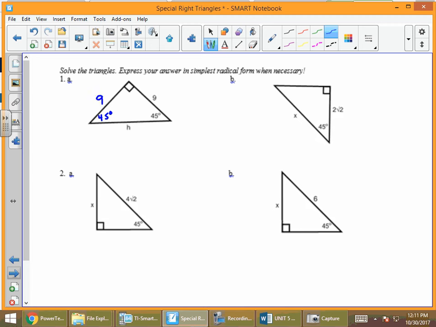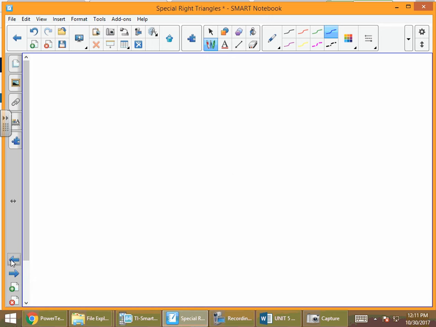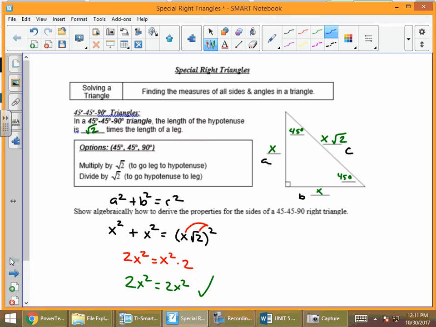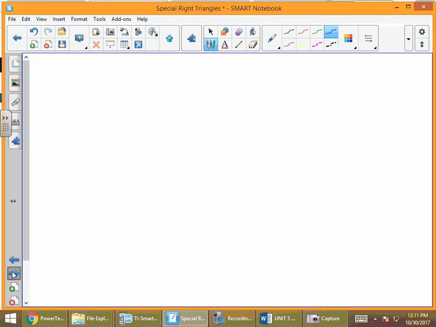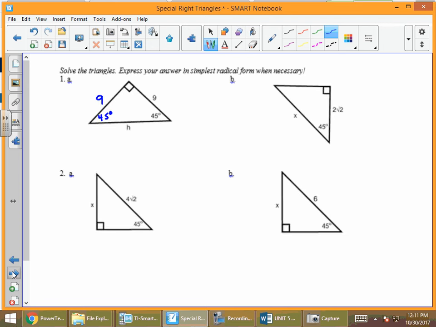If we look back at our diagram, if we're going from leg to hypotenuse, what are we multiplying the leg by? Radical 2. So when we say multiply by radical 2, you're not going to type 9 times radical 2 in your calculator and round. All you have to do is take whatever the number of the leg is, and write radical 2 next to it. Done.